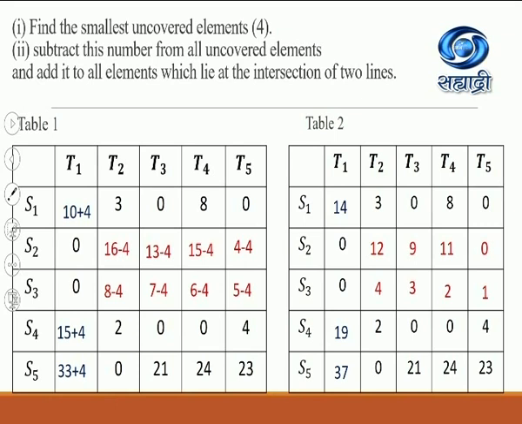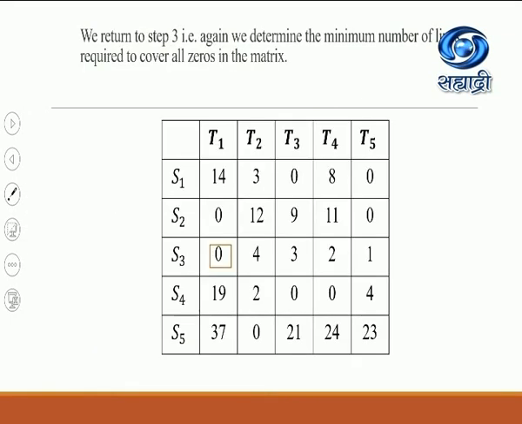So now again we will try to cover all the zeros. First row, 2 zeros. Second row, 2 zeros. Third row, 1 zero, so mark it. There is one more zero over here, so put a cross mark over there. Then we will go for the fourth row. Again 2 zeros.